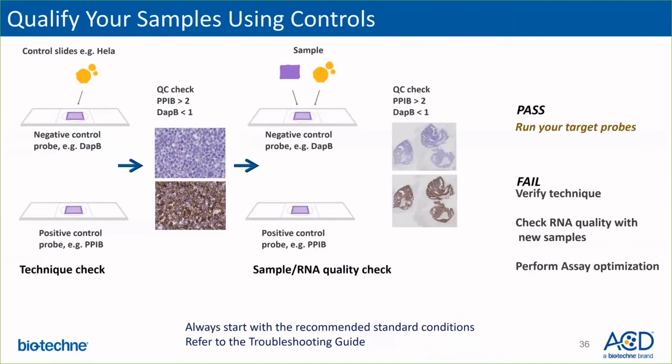If your sample passes QC, you can then move on to running your target probe. Otherwise, it is recommended that you verify your technique, check RNA quality, or perform assay optimization. I'll be discussing our scoring guidelines in a later slide.